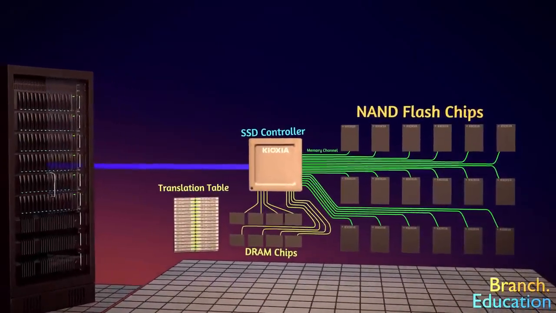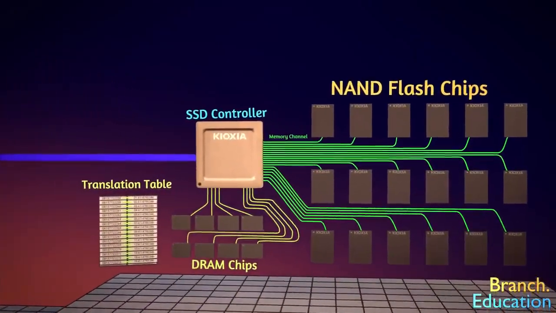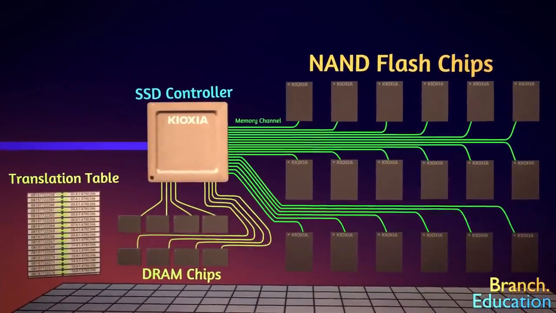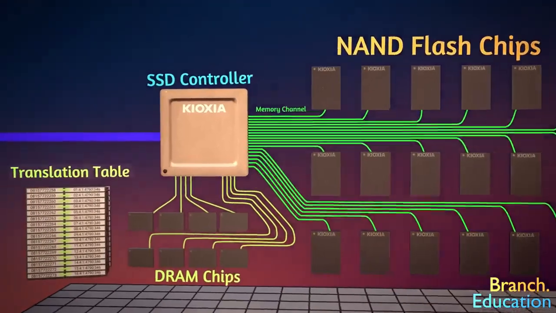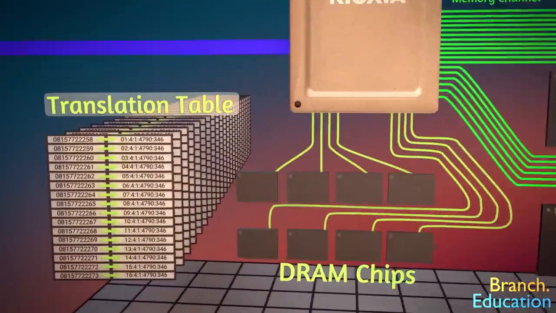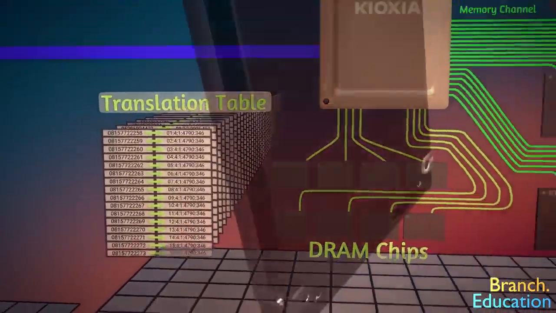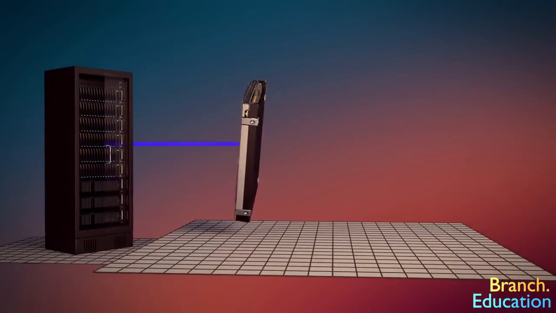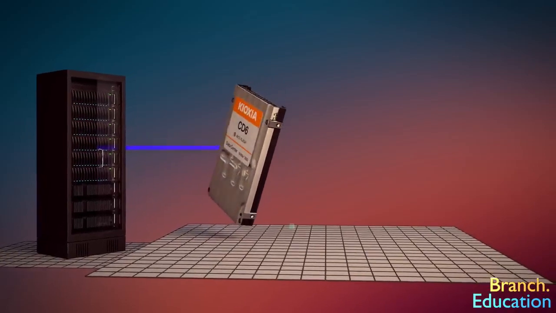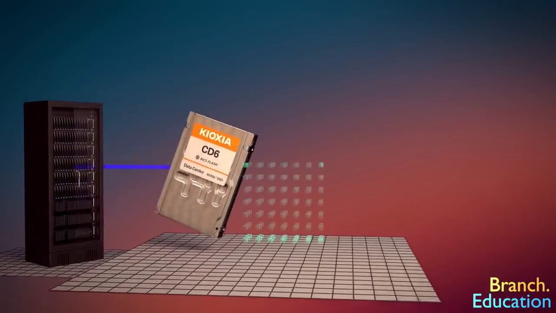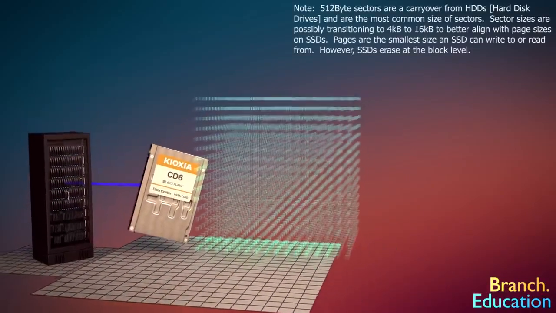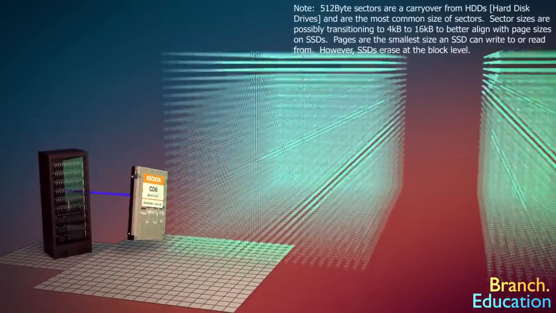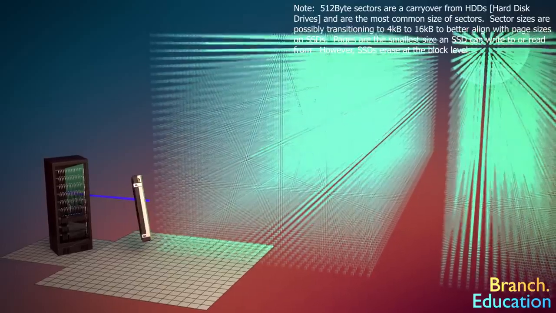You might wonder, how does the controller keep track of where all the information is stored? Well, that's the role of the lookup table or the translation table. From the perspective of your computer, the SSD is just a massive set of sectors of data, each the size of 512 bytes. And thus this 8 terabyte drive has 15 billion sectors.